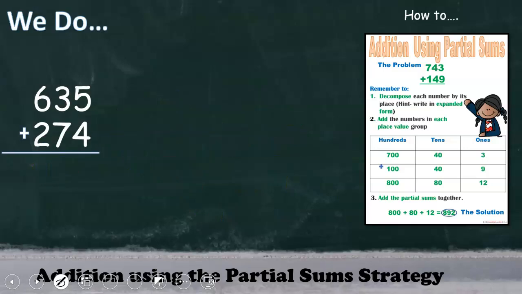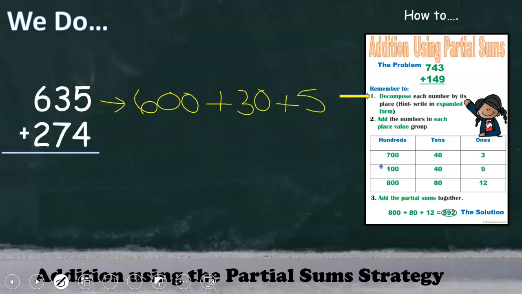Now let's try this next problem together. We can always refer to the anchor chart for guidance. So beginning with step 1, we must decompose each number. So what would that look like? If you said 600 plus 30 plus 5, then you're on the right track. Now the same for 274. 200, 7 in the tens place, 70, and 4 ones.